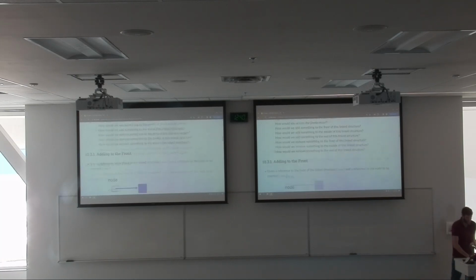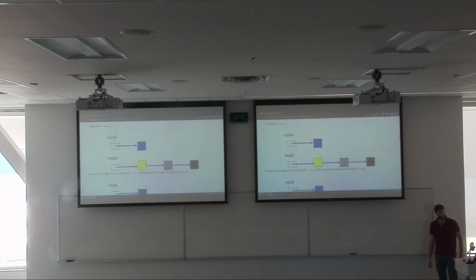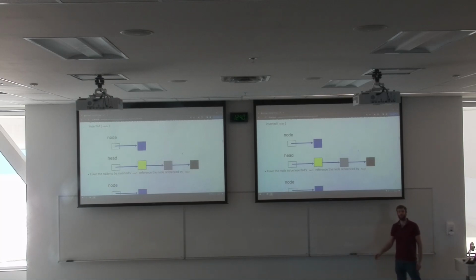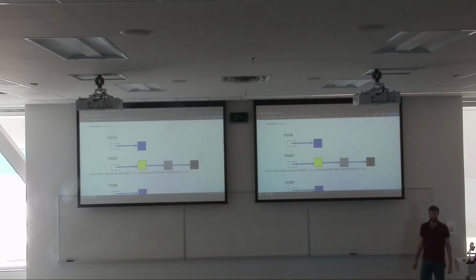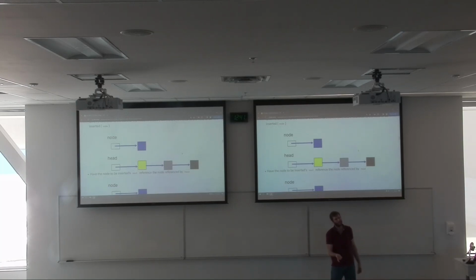So, for example, I want this blue node to be added to the front of this link structure. Right now the order is yellow, gray, black. But what I want it to be is blue, yellow, gray, black. And this is my situation. I have head, which is a reference to the yellow, which happens to be the beginning of some link structure. And then I have node, which is a reference to some new node that I want to insert at the beginning. So how am I going to do that? Well, I will say, okay, node, set your next to head.